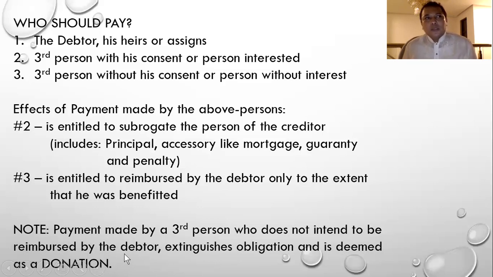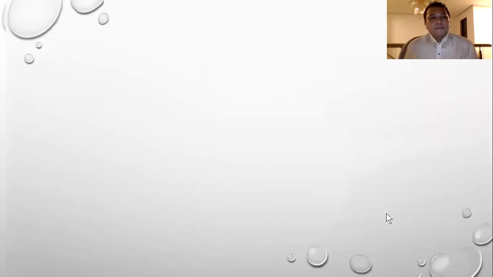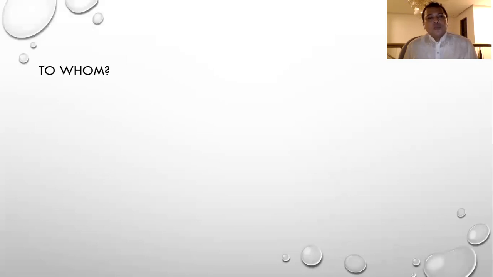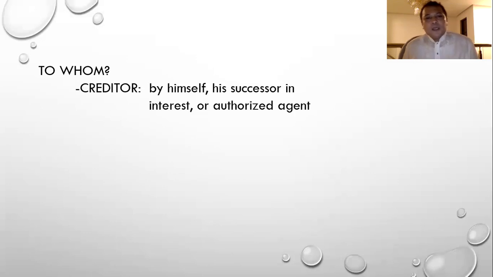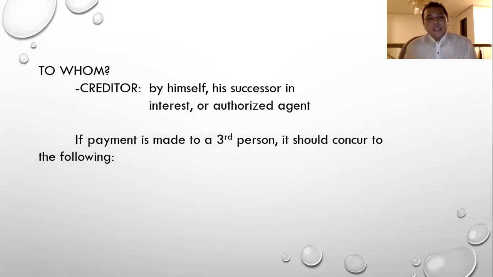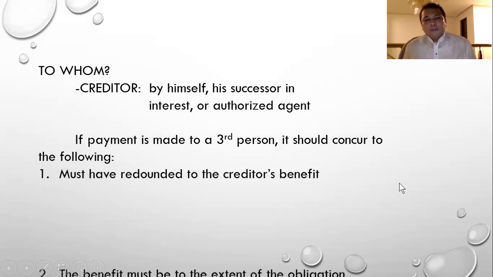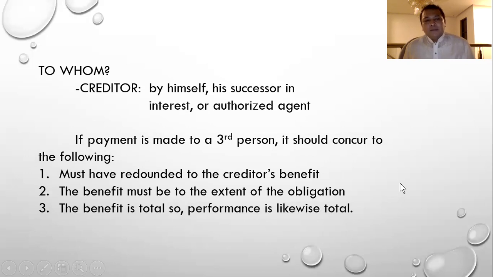Who is making the donation here? The third person. And who is the donee or the recipient? The debtor. Okay. So to whom should payment be made? To the creditor, to his successor or successor in interest, or authorized agent. So if payment is made to a third person, shall it be valid? Yes, it would be valid if it concurs with the following. The payment must have redounded to the creditor's benefit. The benefit must be to the extent of the obligation. The benefit is total, so performance is likewise total.